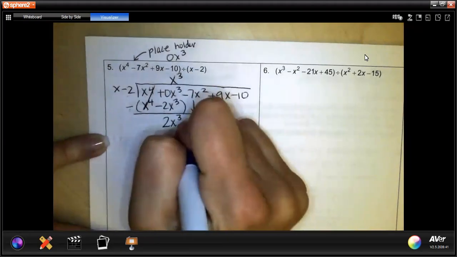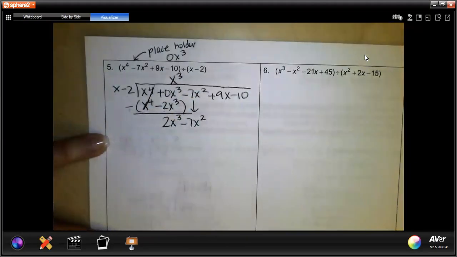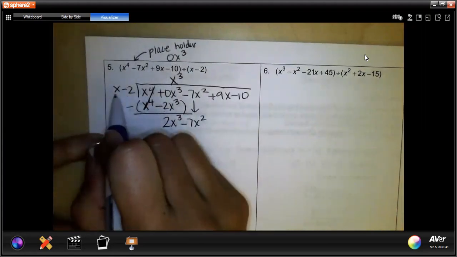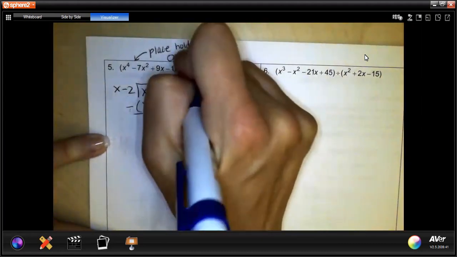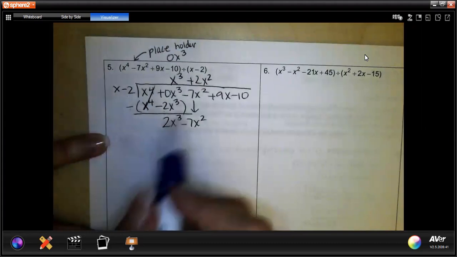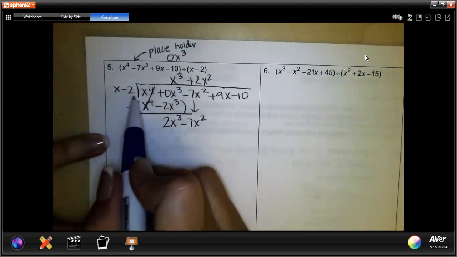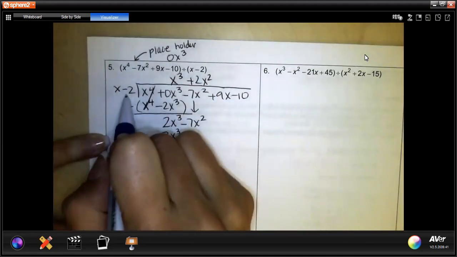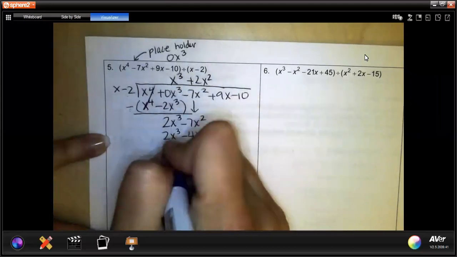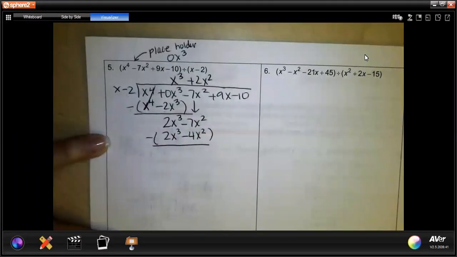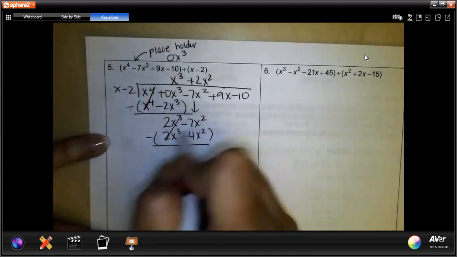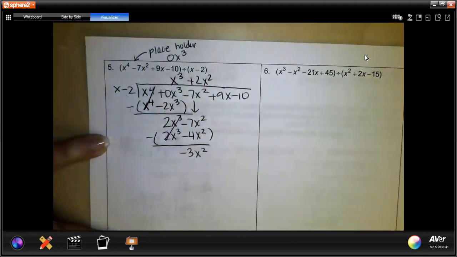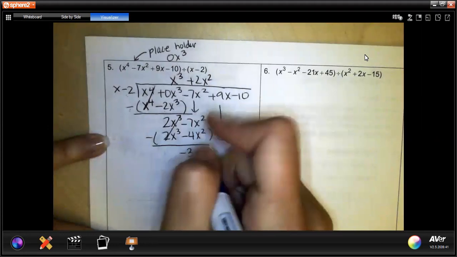And now we can drop our negative 7x squared there. We take our first term, 2x cubed divided by x. That is 2x squared. We multiply 2x squared times this entire quantity. So 2x squared times x is 2x cubed. And 2x squared times negative 2 is a negative 4x squared. We subtract. Negative 7x squared minus a negative 4x squared gives us a negative 3x squared. Our 9x is now going to come down.